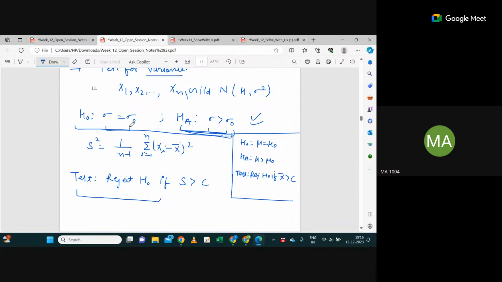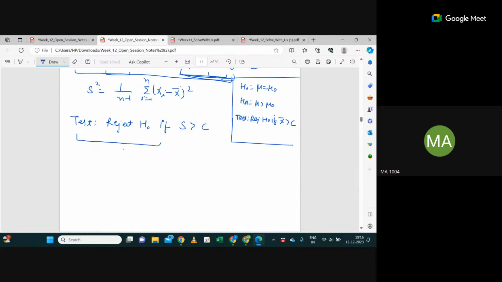Okay. There is one statistic called chi-square. I will tell you the form of chi-square. It is n minus 1 into s square divided by sigma square. It follows chi-square with n minus 1 degrees of freedom. So this is basically the chi-square statistic.